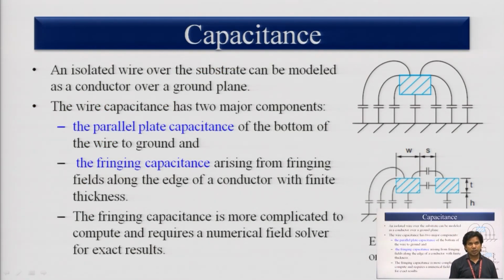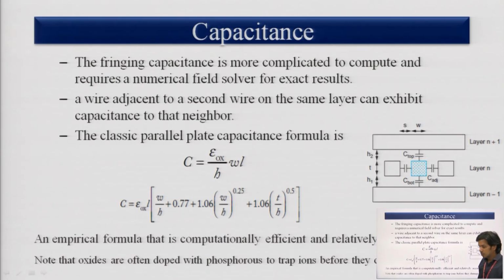Next is capacitance. As I already mentioned, we have coupling capacitance and fringing capacitance. Between this interconnect wire and the ground, the isolated wires over the substrate can be modeled as a conductor over a ground plane, clear. The wire capacitance has two major components: one is the parallel plate capacitance, and the other is the fringing capacitance. The parallel plate capacitance occurs between the wire and the ground, and the fringing capacitance arises from the fringing field along the edge of the conductor. At the edge of this wire conductor we will see the fringing capacitance impact. That also we have to reduce to have a better performance.